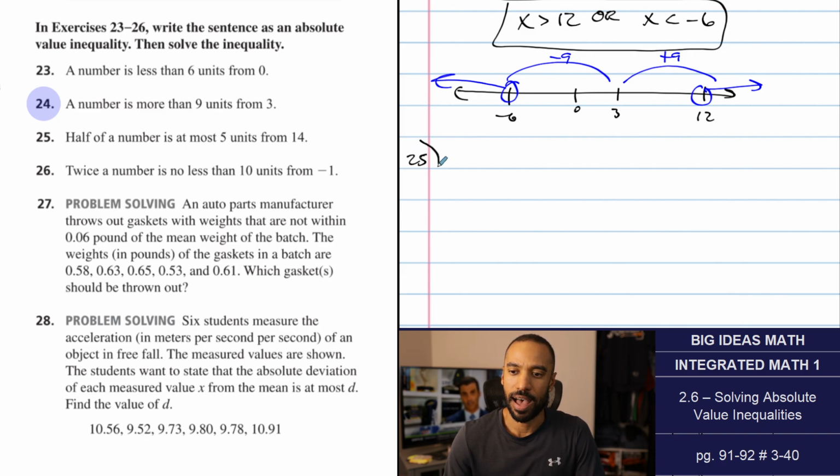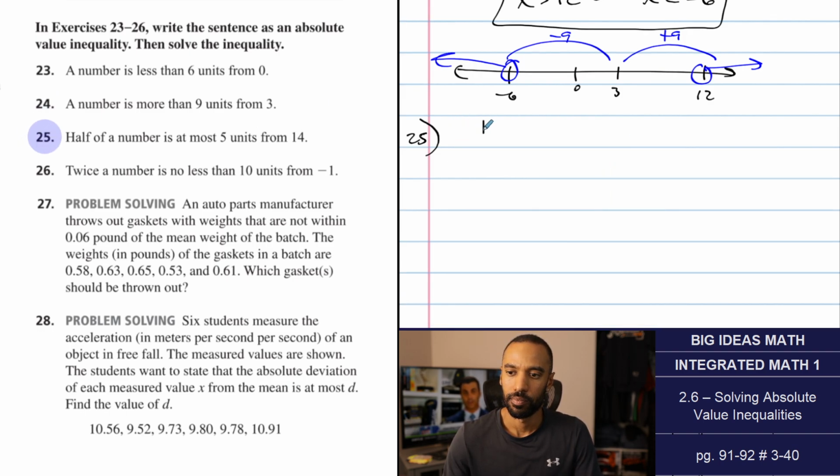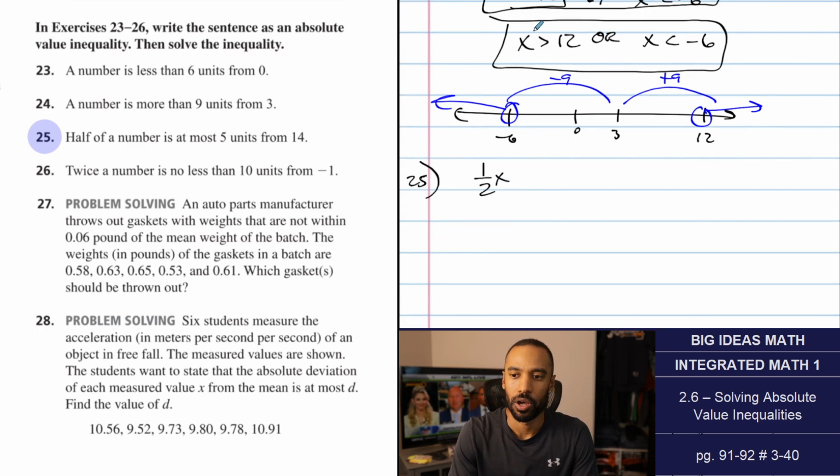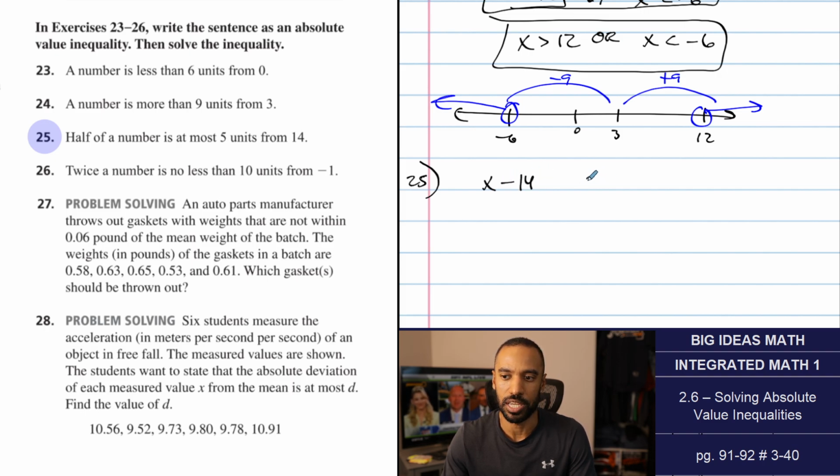All right, number 25. Half of a number is at most 5 units from 14. So just like, okay, let's first let it say a number. A number is 5 units from 14. How do you go 5 units from 14? You take the difference of that number and 14 and you get 5.